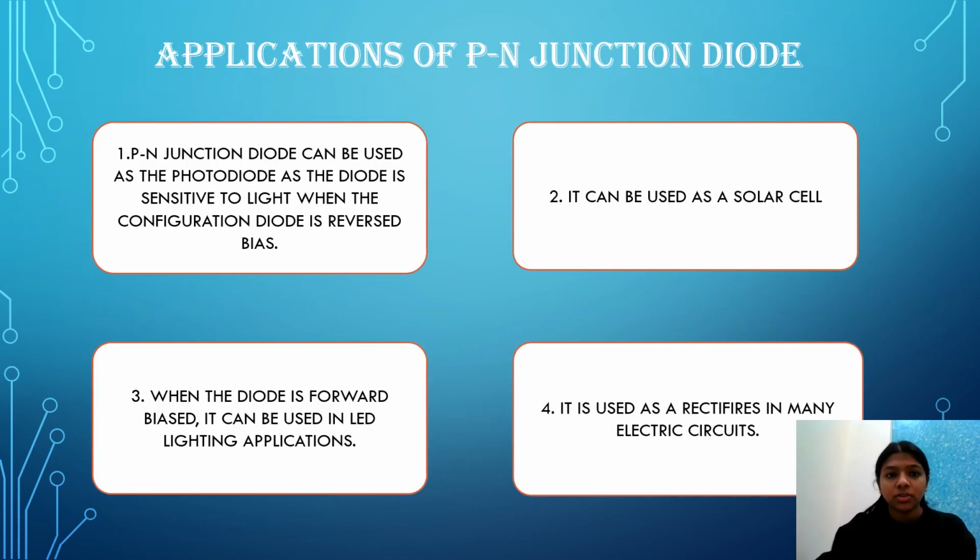Applications of the PN junction: a PN junction diode can be used as a photodiode, as the diode is sensitive to light when the diode is reverse biased. Second, it can be used as a solar cell. Third, when the diode is forward biased, it can be used in LED lighting applications. Fourth, it is used as a rectifier in many electric circuits.